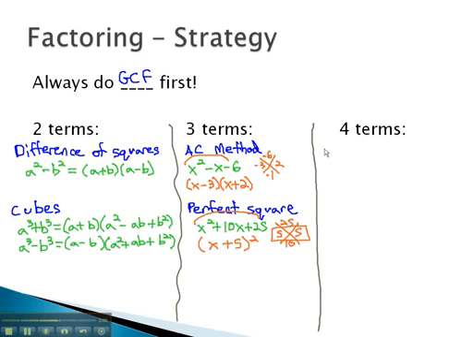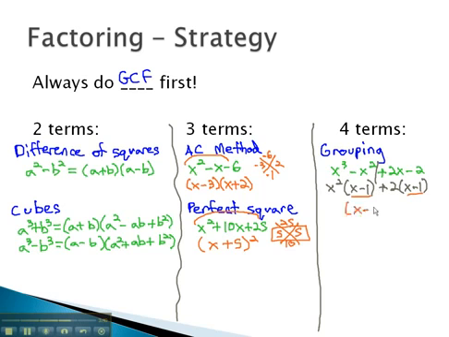If the problem has 4 terms in it, we will use a grouping method to help us factor it. For example, if we had the problem x cubed minus x squared plus 2x minus 2, splitting down the middle, we could factor an x squared out of the left side, giving us x minus 1, and a 2 out of the right side, giving us x minus 1. When those binomials match, we would have x minus 1 times x squared plus 2.